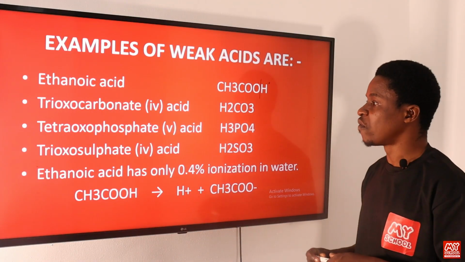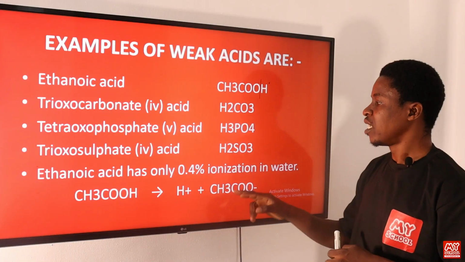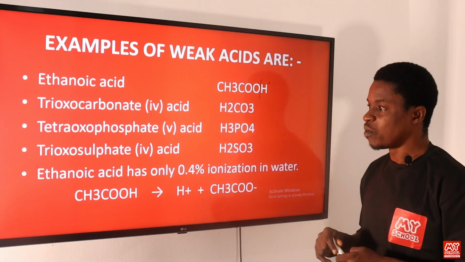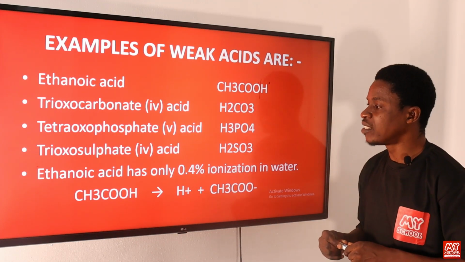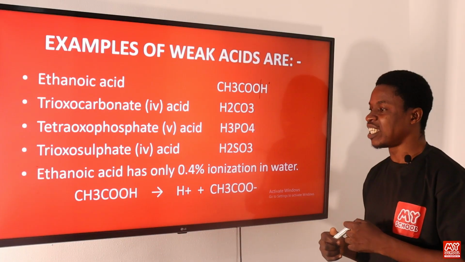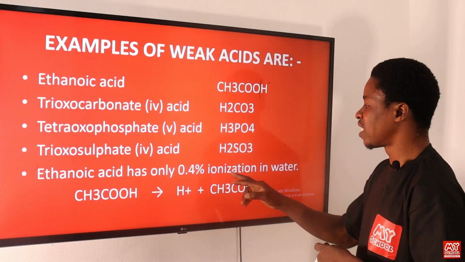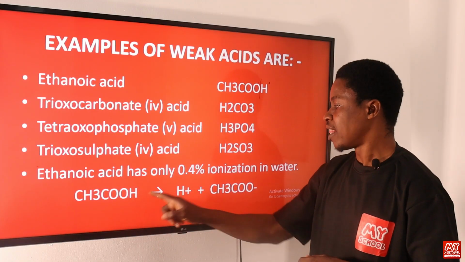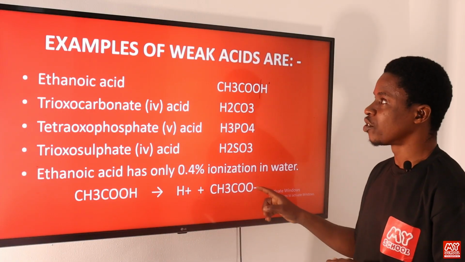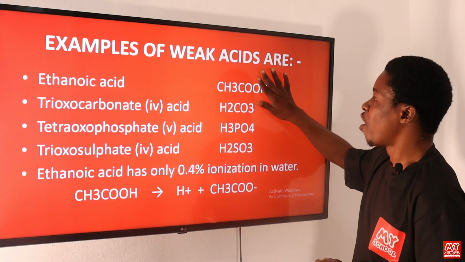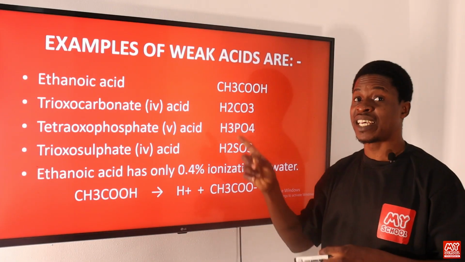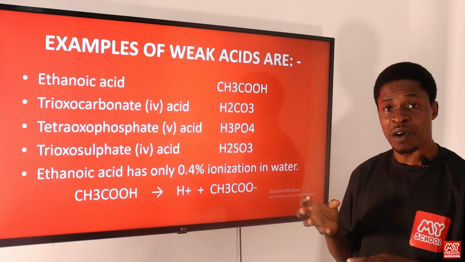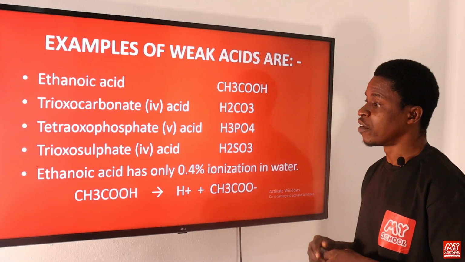The same thing happens to trioxosulfate(IV) acid, which is H2SO3. Of course, that's different from H2SO4. H2SO4 is a strong acid; this is a weak one. Then we have ethanoic acid, which has only 0.4% ionization in water. So you can see CH3COOH gives H plus and CH3COO minus. All of these are examples of weak acids. But don't mistake the strength of an acid with the basicity of an acid, though they are interwoven, they are two different things. Let's move on to the next slide now.